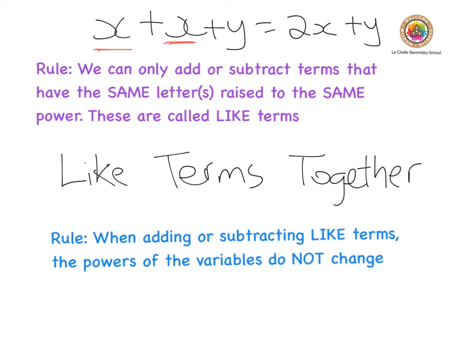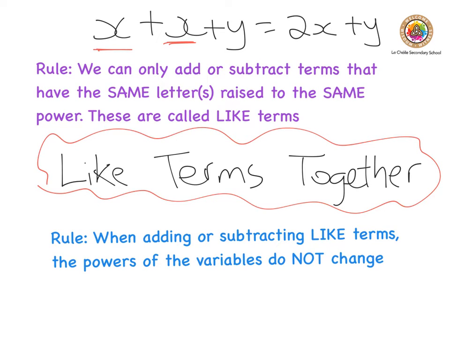The other very important rule is, you'll note up here when I added these two x's together, the power on the x didn't change. It still remained as an x, but I just have two of them, so I have 2x. So when we're adding or subtracting terms, the powers of the variable don't change. They'd only change if we were multiplying or dividing. You can pause the video now and take down both of those rules and the examples and this phrase as well, like terms together. So all of this is to be copied into your maths copy.